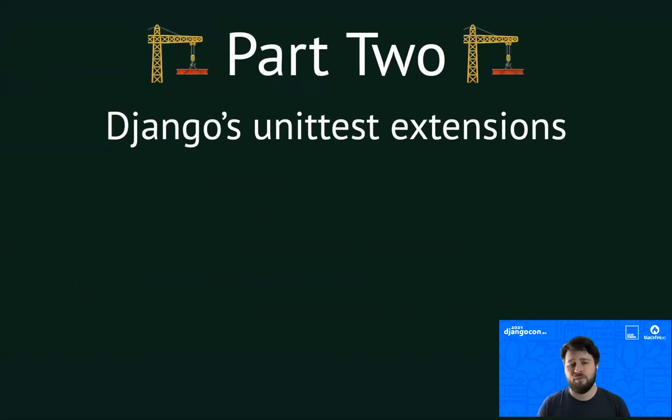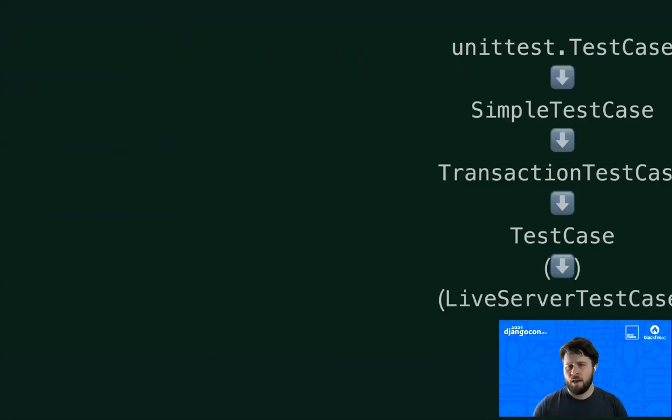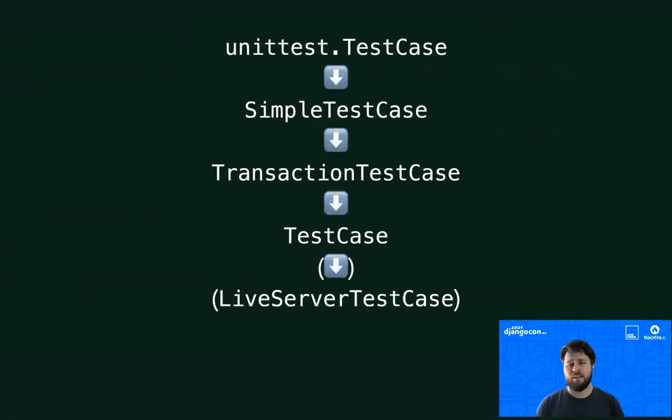All right, time for part 2 and Django's unittest extensions. Here is a simple class diagram of the extensions Django adds to unittest. So at the top of the hierarchy, we have unittest.TestCase. Inheriting off that, we have Django's SimpleTestCase class. And from that, we have TransactionTestCase. And then we also have the vanilla TestCase class, which is the one Django recommends using most of the time.